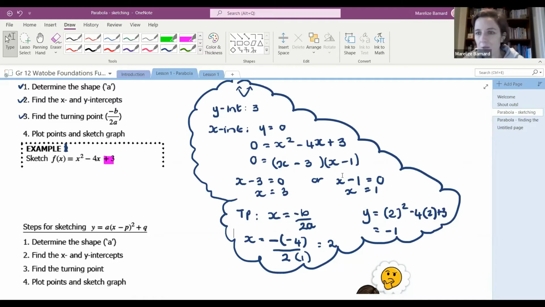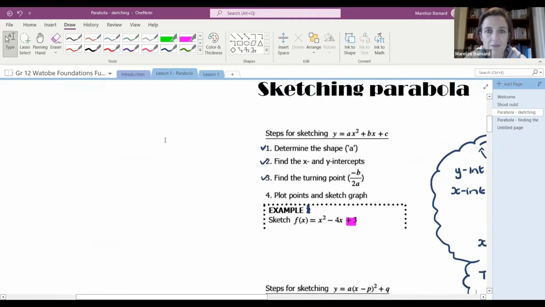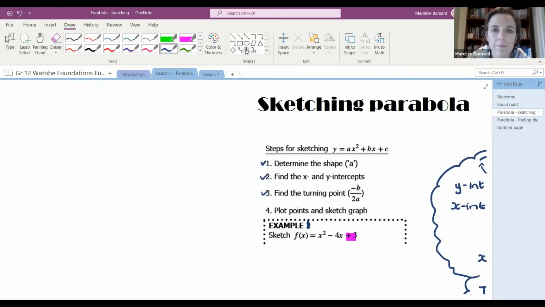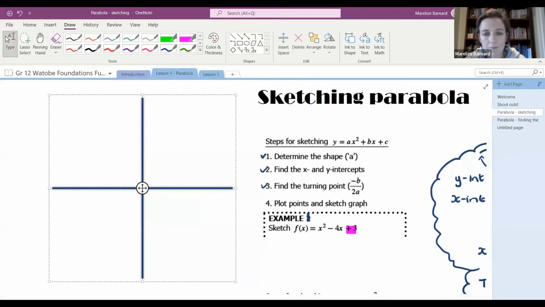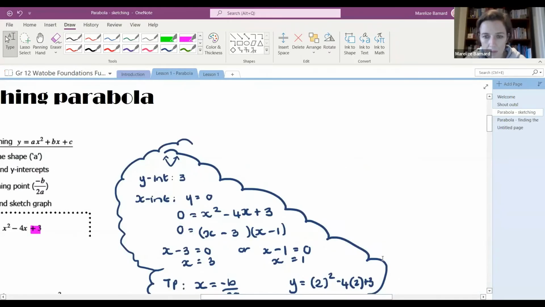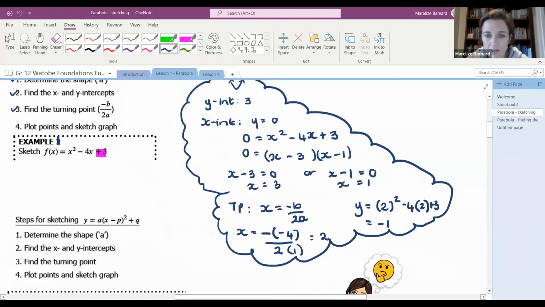Yes, Andiswa, you can quickly ask your question. Just unmute yourself. Yeah. I just wanted to ask, where did the 1 come from next to the 2? Because there's a variable. The 1 next to the 2. Oh, here where we did the turning point. That's our a value. A is 1, so it's 2 times 1. I think that's what you meant over here with the turning point. Okay, cool.